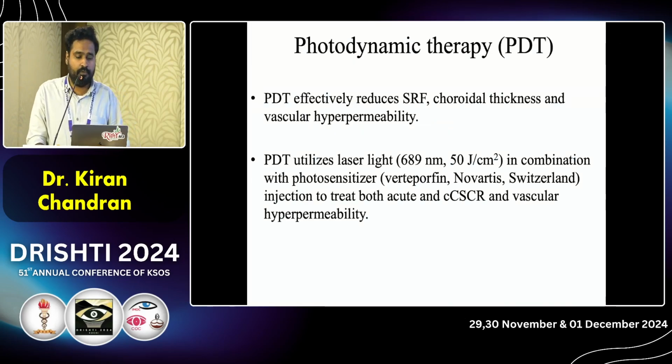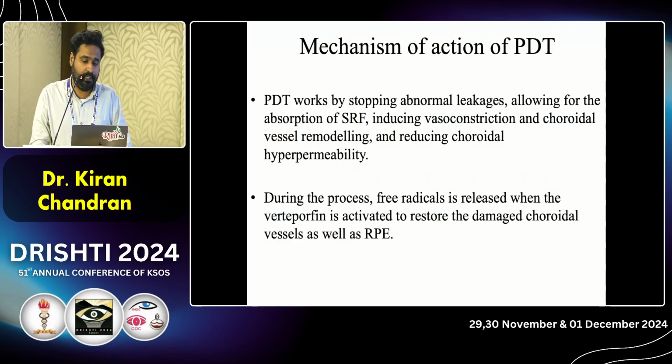Photodynamic therapy involves utilizing a bisudin dye, that is verteporfin, and it uses laser light of 689 nanometers, with a fluence of around, this is a full fluence like 50, and half fluence is 25. It's used to treat both acute and chronic CSCR cases, and also reduces the vascular hyperpermeability. So PDT works by stopping the abnormal leakages, allowing for absorption of SRF, and reduces the choroidal hyperpermeability.